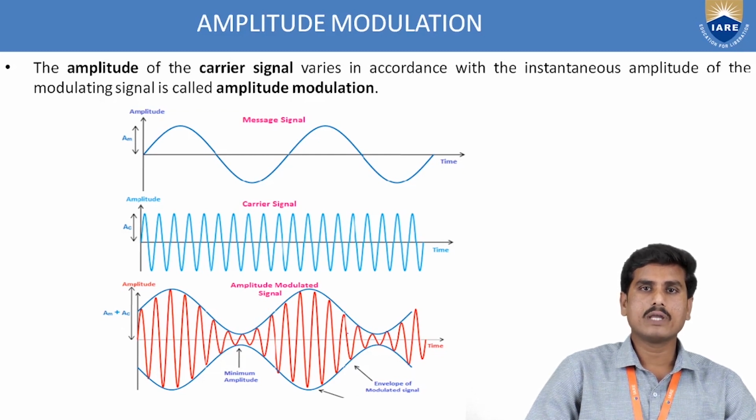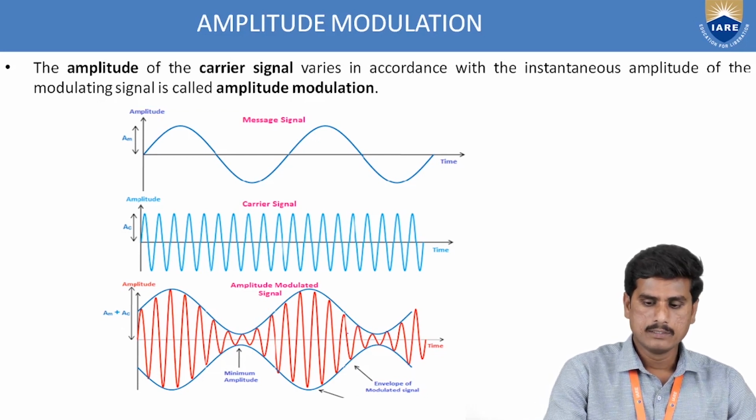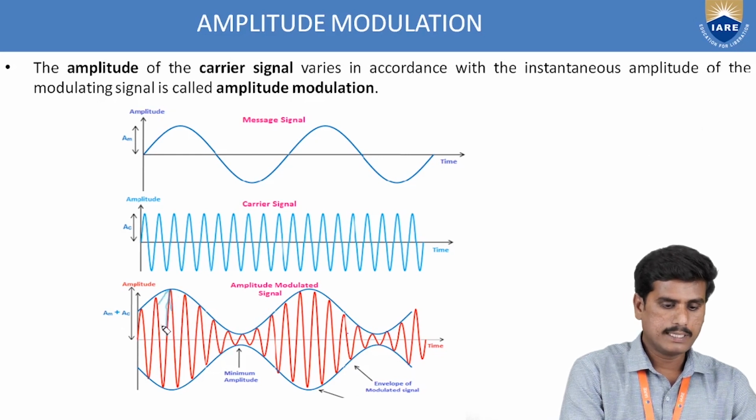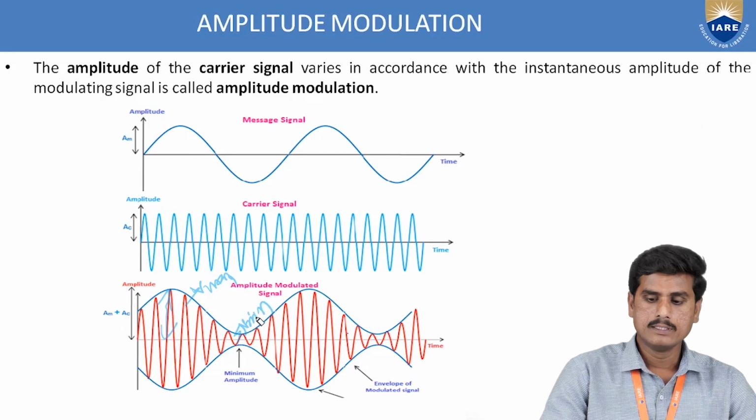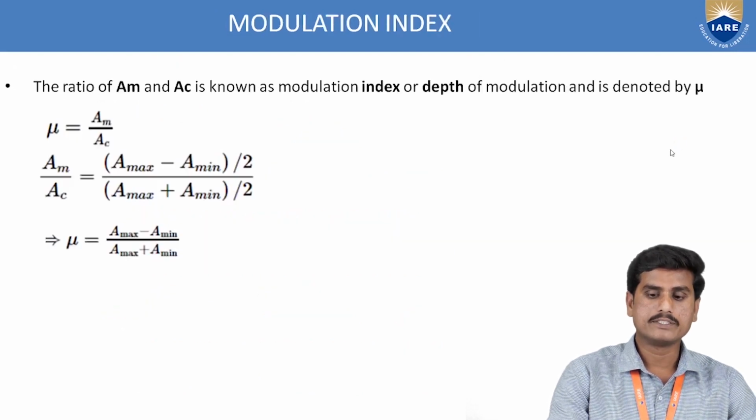Here we have two envelopes. From the maximum value, the Am plus Ac we have at the top of the modulated wave, and the minimum value of the modulated signal also can be calculated from the minimum value of the message signal. Here we can see the maximum value is V max, and here we can see the V minimum value. So by changing the message signal amplitude, the carrier signal amplitude also can be changed.